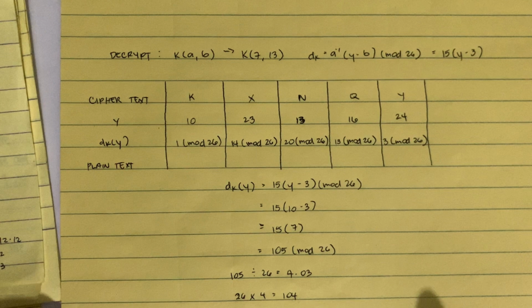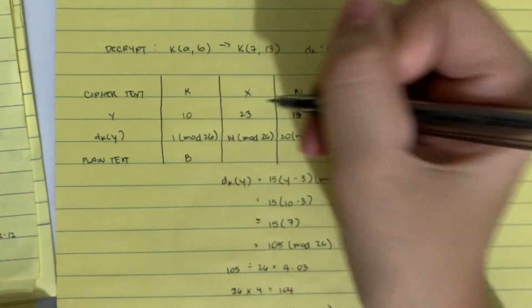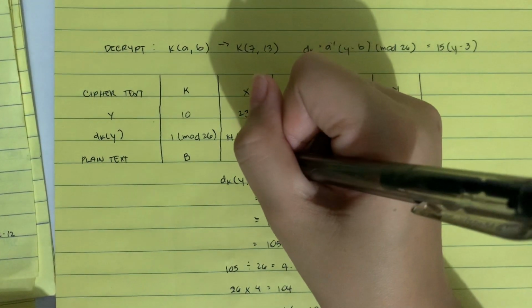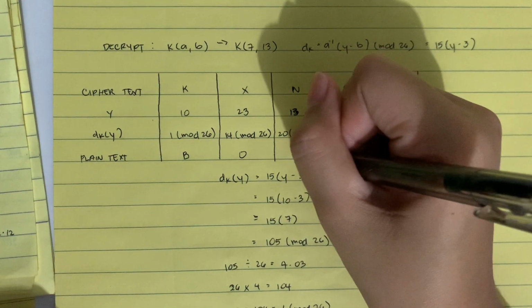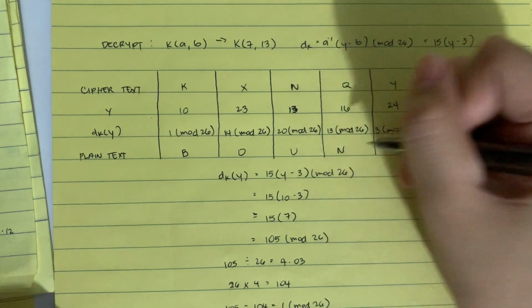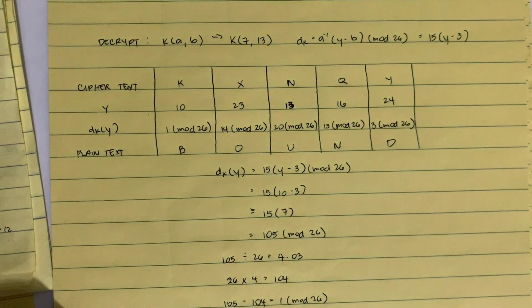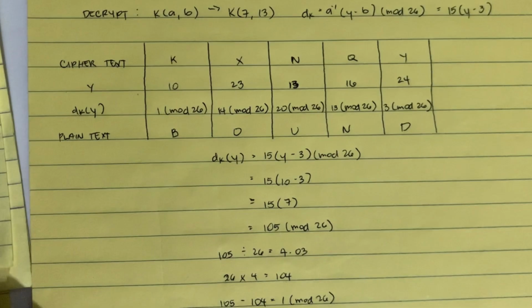And after getting this, we will then again substitute the numbers into the letters A to Z and generate the plain text for each letter. So for K, we have 1 modulo 26. 1 substitutes to the letter B. For the next one, we have 14 modulo 26, which substitutes to the letter O. For the next one, we have 20 modulo 26, which substitutes to the letter U. For 13 modulo 26, we have N, and for 3 modulo 26, we have D. So we will have our ciphertext KXNQY to be back to the plain text, which is the word bound.